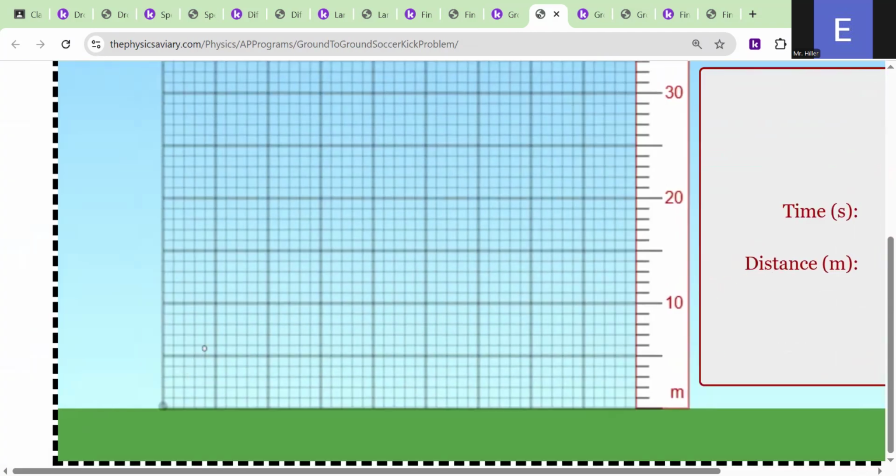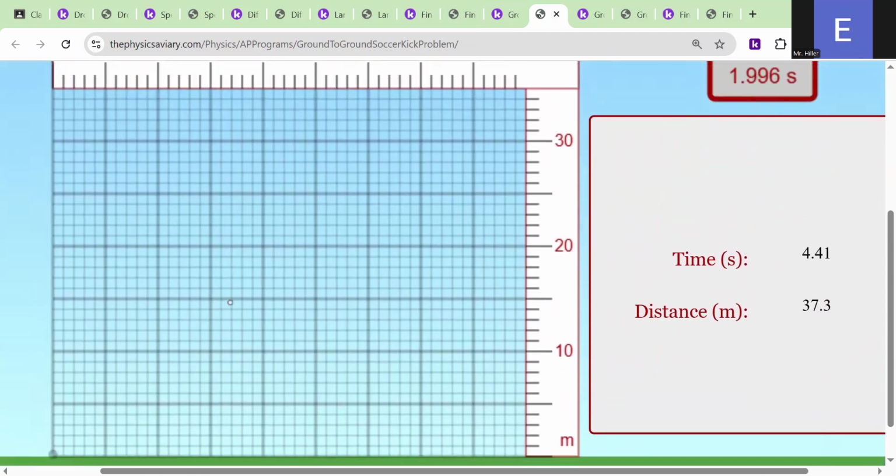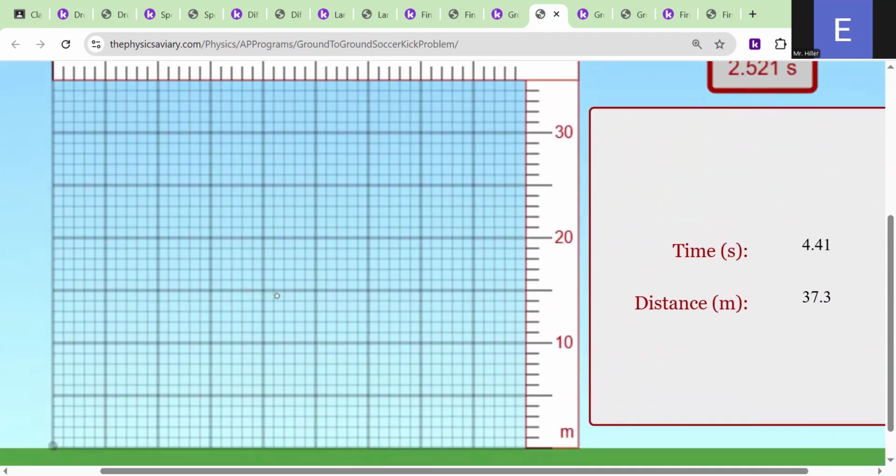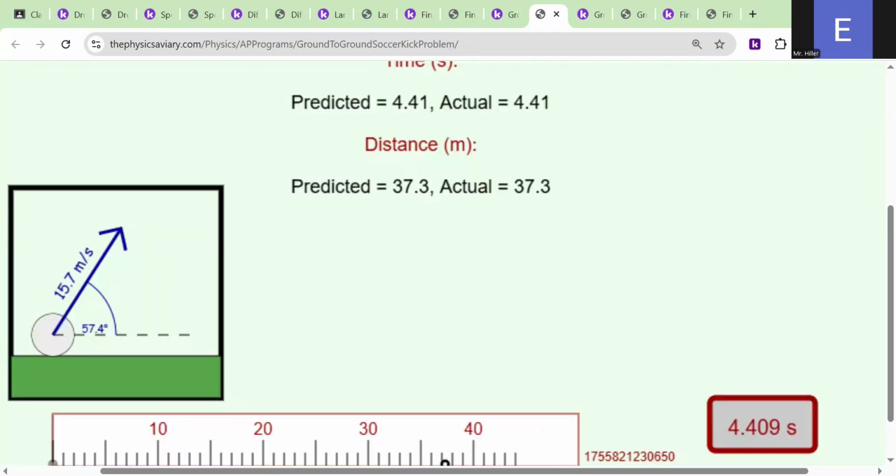Let's go to launch it. Okay, it's flying through the air. We're going to see where it lands. It's getting pretty close. I think it'll make it. Right on target.